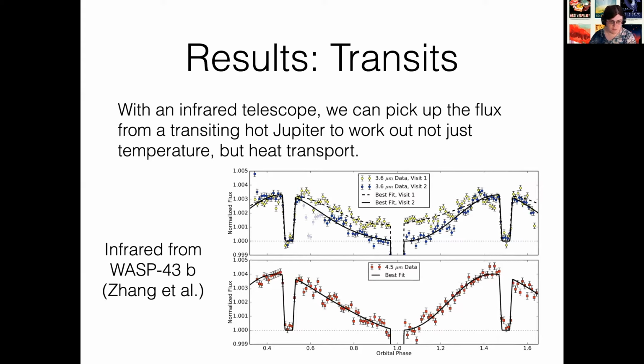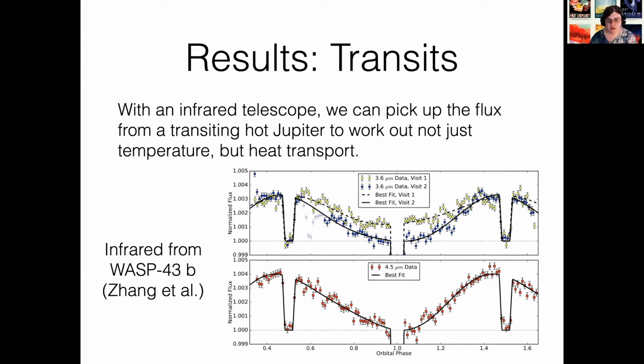Now, this is an example. This is WASP 43b. This is an infrared measurement, at 3.6 microns and 4.5 microns, done with the Spitzer Space Telescope, probably. Notice that the orbital phase is scaled so that 1 is one orbit. At orbital phase 0.5 and 1.5, in this normalized flux, we're only seeing the star. That's the secondary eclipse. And you can see at 1, we see the primary eclipse.